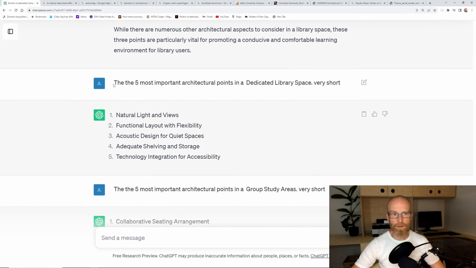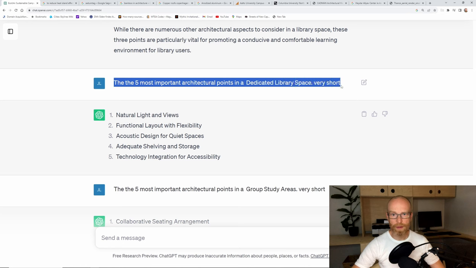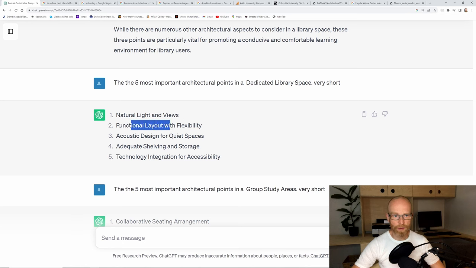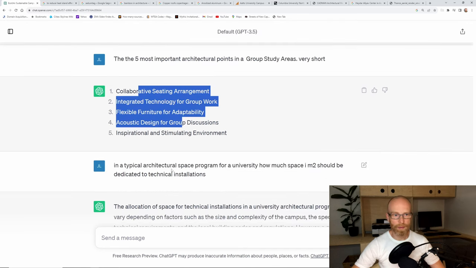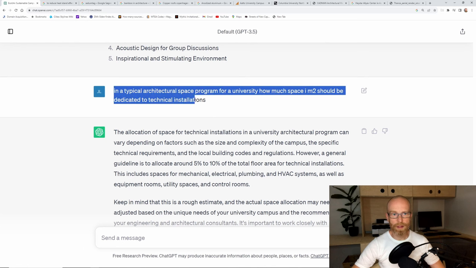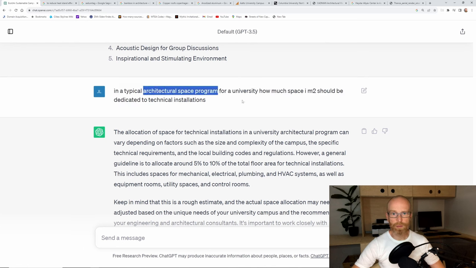Here again, the 5 most important architectural points in a dedicated library space. Very short. Again, natural light, functional layout, acoustic design, adequate shelving and storage, technology integration for accessibility. Again, here the 5 most important architectural points in a group study area. Yeah, and so forth. Here I start a discussion about the architectural space program's dedicated technical installations.